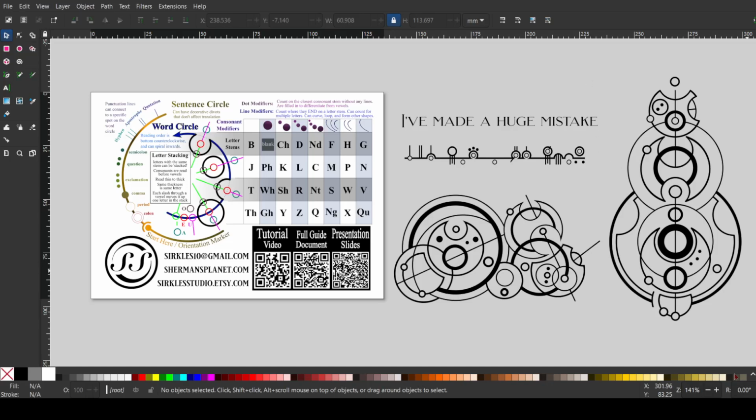Hello and welcome to the transcription explanation of these two designs. They actually say the same thing, which is "I've made a huge mistake."